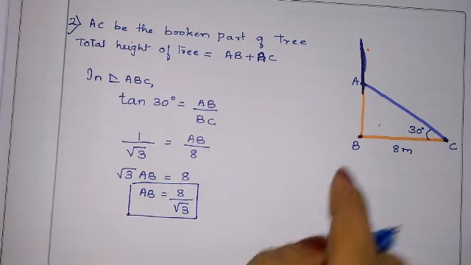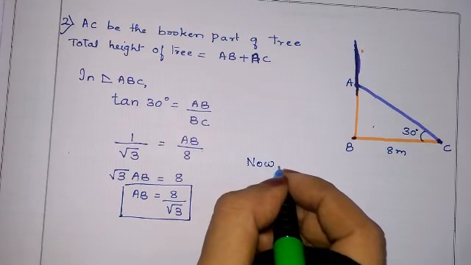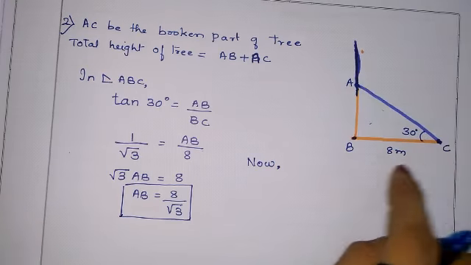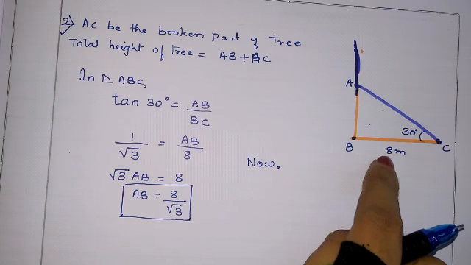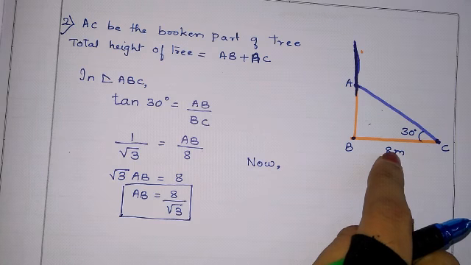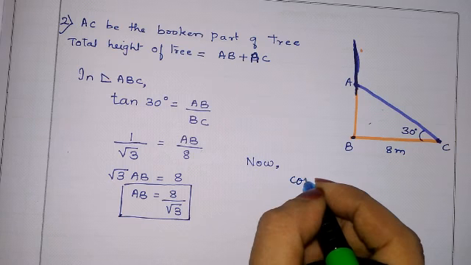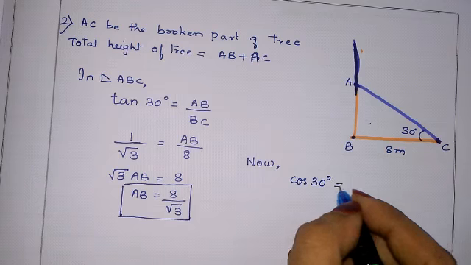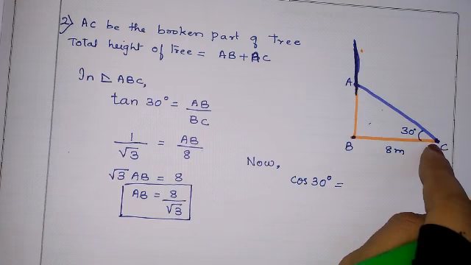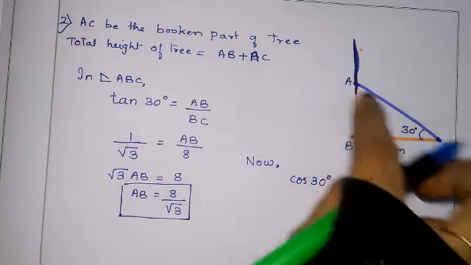Now we need AC, right? Now to find AC we will go for cos 30 because adjacent is given. Hypotenuse we need. Cos 30 degree is equal to, cos is nothing but adjacent upon hypotenuse, BC by AC.